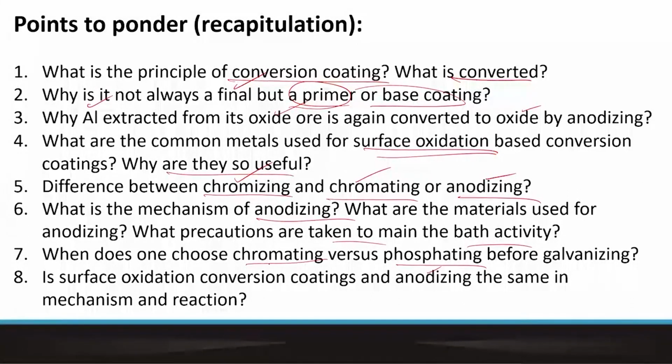The answer is no, because in conversion coatings we see a chemical reaction between the metal substrate, its surface, and an aqueous bath containing certain aggressive ions, whereas anodizing is an in situ oxidation of the aluminum substrate itself.